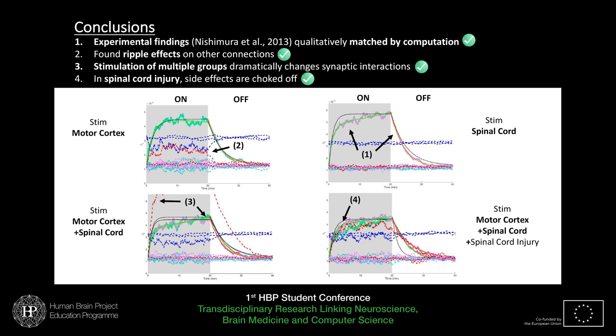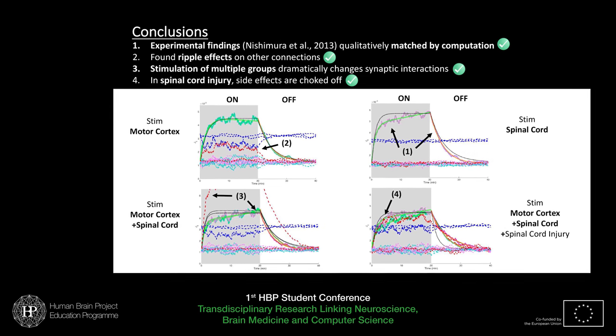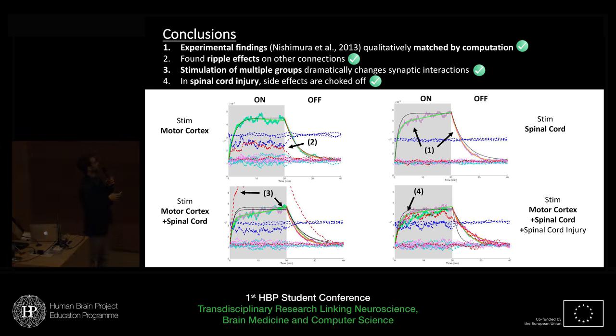Then we try to stimulate two sites, motor cortex and spinal cord together, and we've seen that these two potentiate, but also we have another one that is growing faster and stronger, and that is not the connection between the recording and the stimulating side, but the connection between the two stimulated sides. So that's something maybe interesting to look at. And then there are still some ripple effects here.